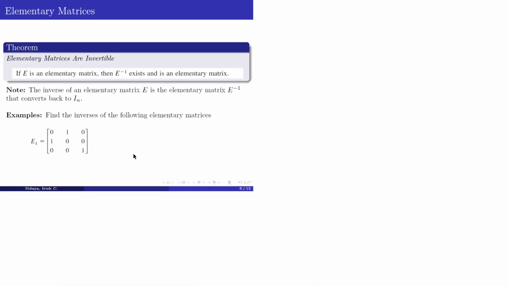Observe that E sub 1 is obtained by interchanging row 1 and row 2 of the 3 by 3 identity matrix. Note that we can perform the same row operation to convert back to the identity matrix. Thus, our E sub 1 inverse is equal to 0, 1, 0, 1, 0, 0, 0, 0, 1. Again, we just interchange rows 1 and 2 of the 3 by 3 identity matrix.